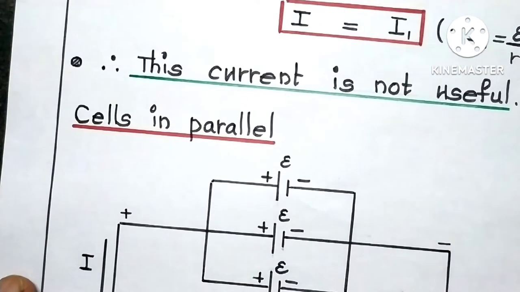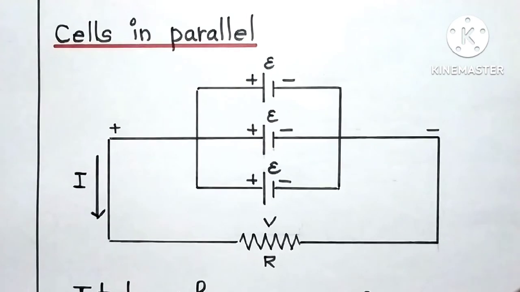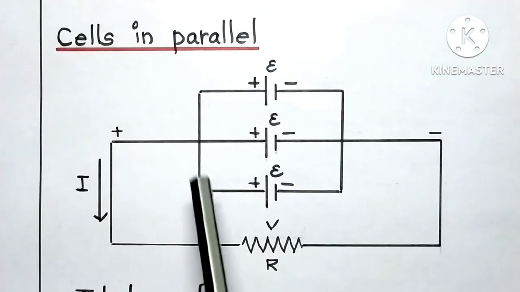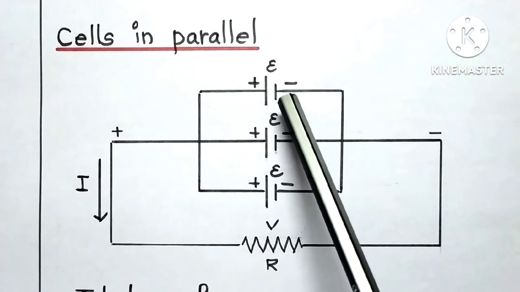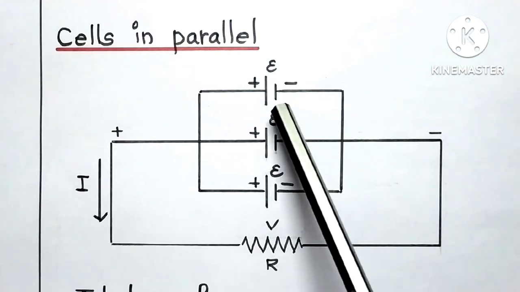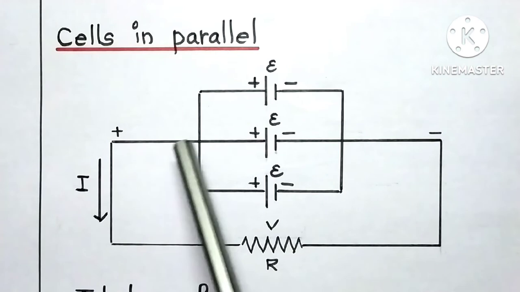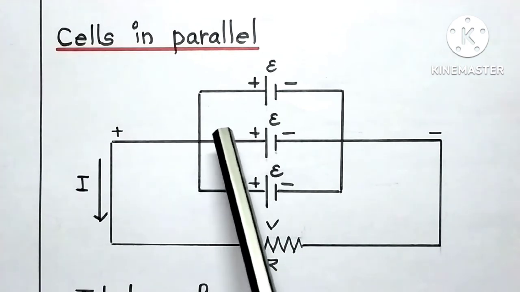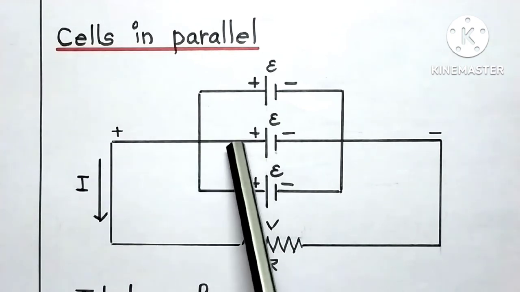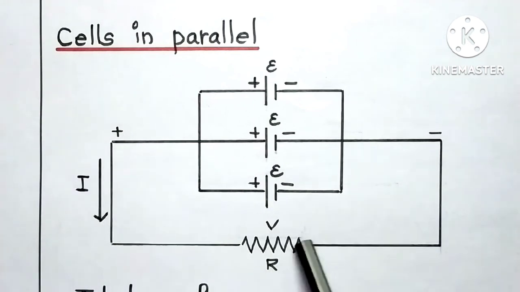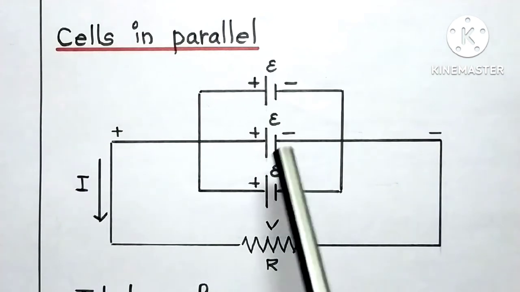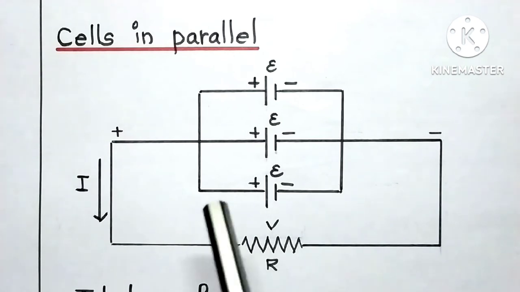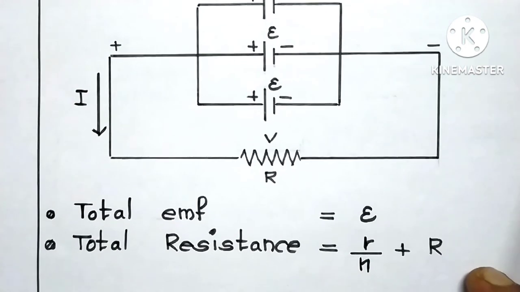Now let us go to cells in parallel. Here comes the circuit diagram. Here there are 3 cells that are connected in parallel and altogether they are connected with external resistance R. And here also the conventional current flows from the positive terminal and ends in the negative terminal. So this is the circuit you are supposed to draw for cells in parallel. Now let us see the total EMF.